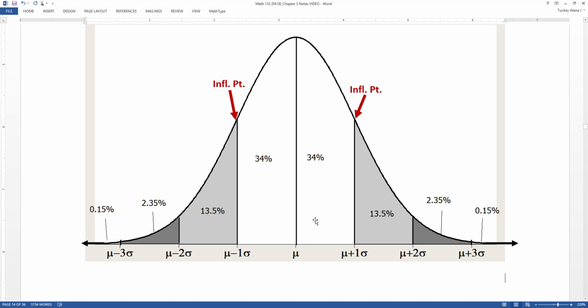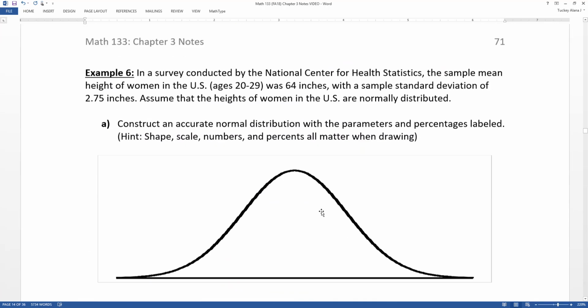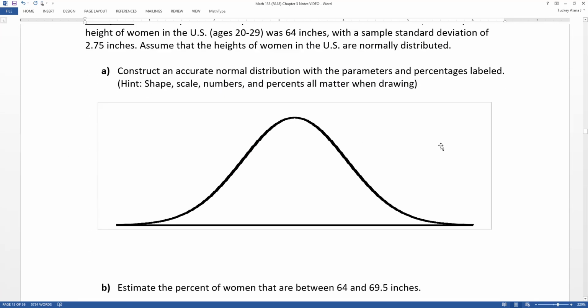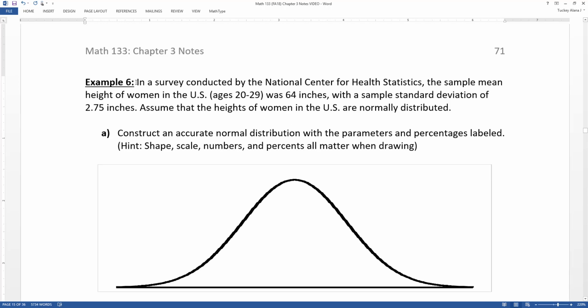And a lot of the times I draw the curve for you, as I do in the next example, and I expect you to fill it all out. So here's the normal curve. Let's read the problem. It says, in a survey conducted by the National Center for Health Statistics, the sample mean height of women in the U.S. was 64 inches with a sample standard deviation of 2.75 inches. Assume the heights of women are normally distributed. See that? That means that we can use the empirical rule. Great. So we will do so.